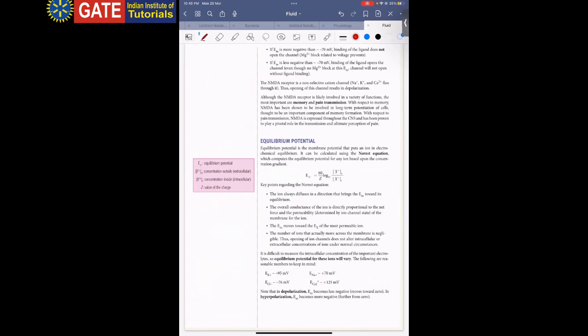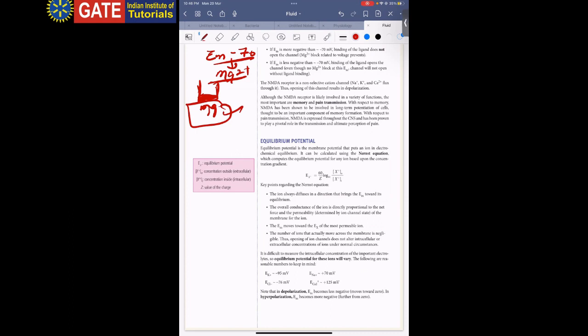If the membrane potential is more negative than minus 70, what does it mean? It means the magnesium will be blocking it. So the channel is already being blocked by the magnesium. This is the channel, and this is the magnesium that is blocking it. So even if the ligand binds to the channel, there is no opening of the channel because the magnesium is still there, blocking the channel.